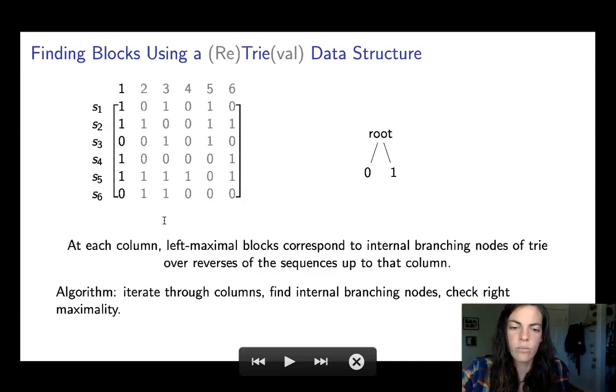At the second column, we've built up our trie by adding reverses of rows, such as 0, 1 for the first sequence and 1, 1 for the second sequence. Since we've got all 4 possible length 2 sequences, we've got a full binary tree.